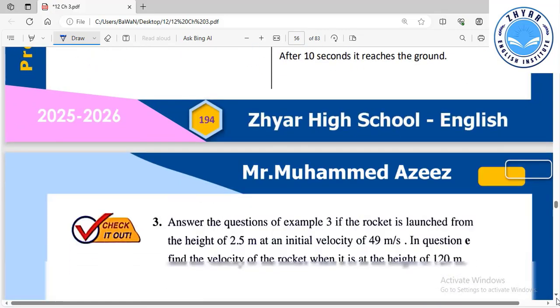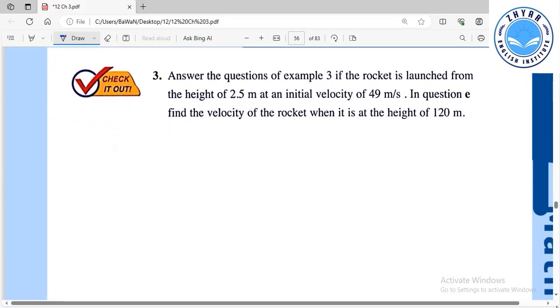You can also use this idea. This is your homework. Apply everything of the previous example for this situation. What is the S of t while the unit is meter? And then do A, B, C, D until E for this situation.